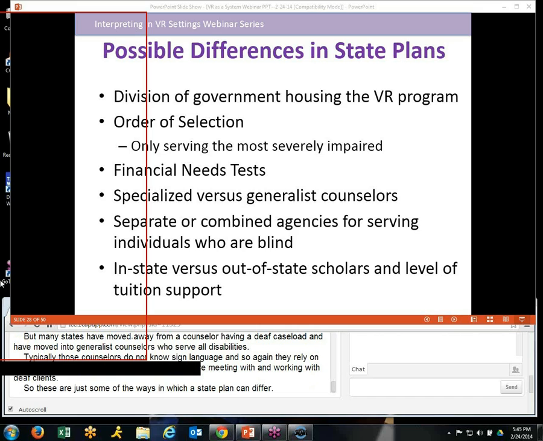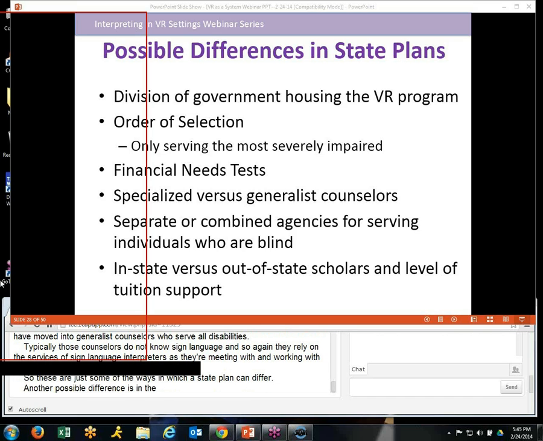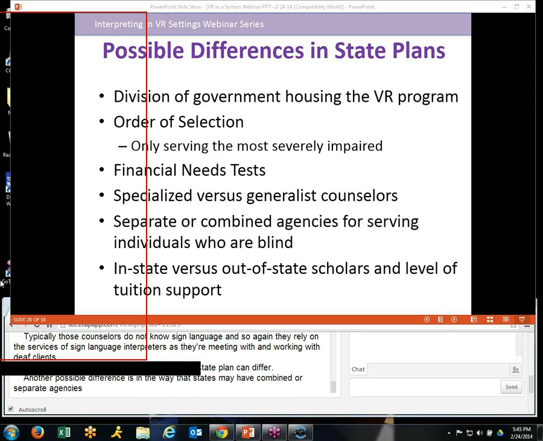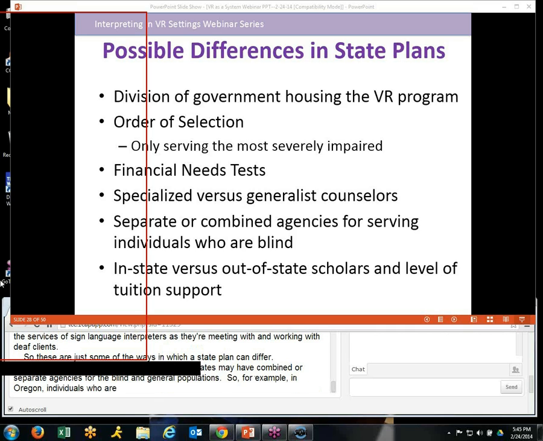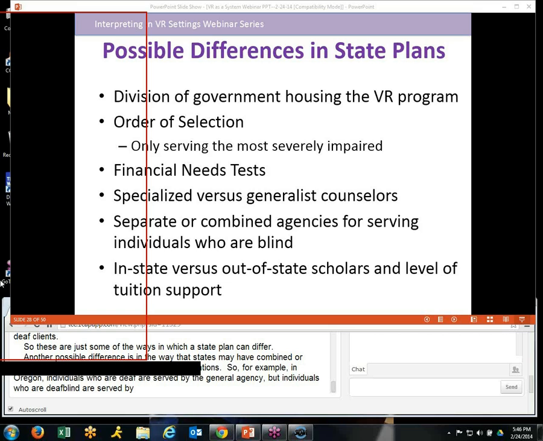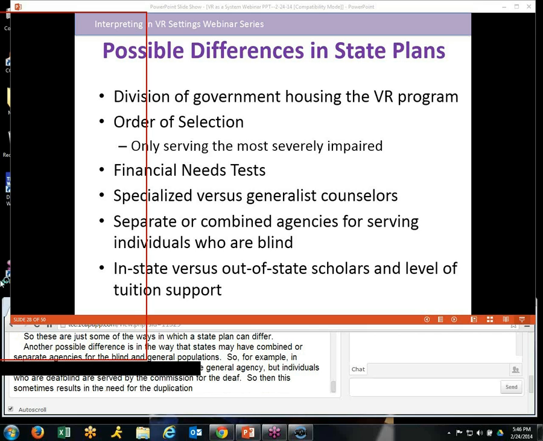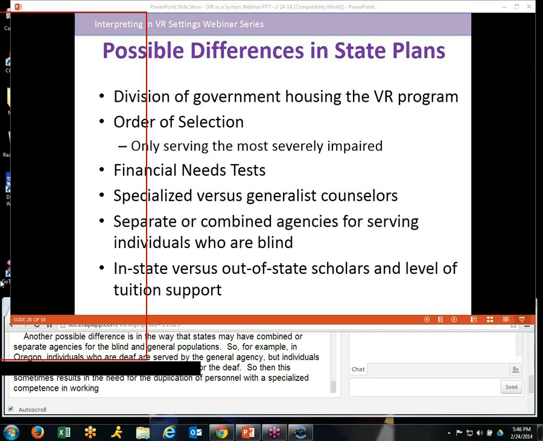Another possible difference is in the way that states may have combined or separate agencies for the blind and general populations. So, for example, in Oregon, individuals who are deaf are served by the general agency, but individuals who are deafblind are served by the Commission for the Deaf. So this sometimes results in the need for the duplication of personnel with specialized competence in working with specialized populations.